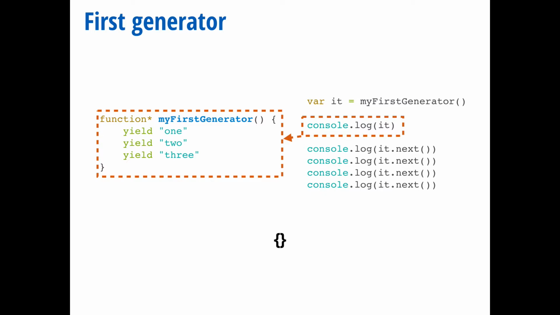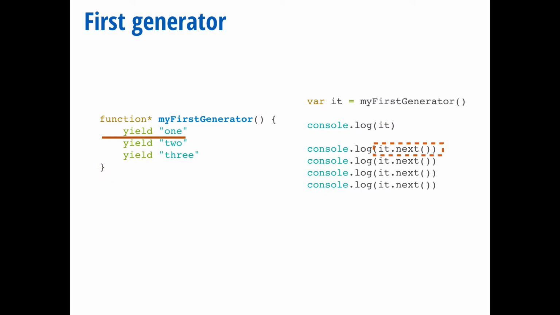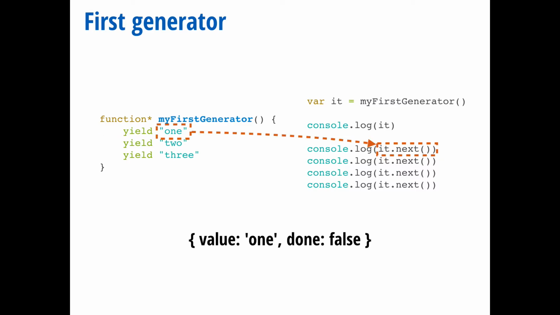Then we work with these iterators by calling the method next. What does next do? It makes the generator run until, in this case, the first yield, and yields this value. So we can extract values from the generator. If we debug this, we'll see value 1 and done is false. It says there are more values to be extracted. You can continue extracting values.